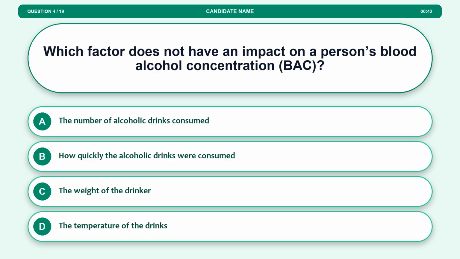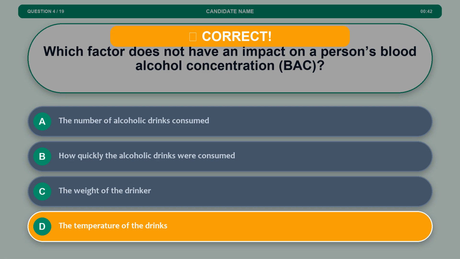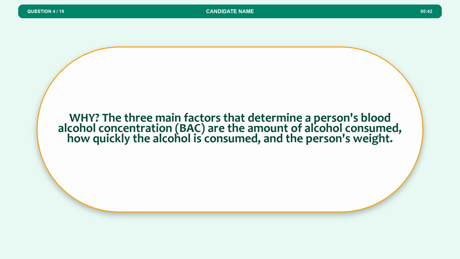Question 4. Which factor does not have an impact on a person's blood alcohol concentration, BAC? Option A, the number of alcoholic drinks consumed. Option B, how quickly the alcoholic drinks were consumed. Option C, the weight of the drinker. Option D, the temperature of the drinks. The correct answer is option D, the temperature of the drinks. Explanation. The three main factors that determine a person's blood alcohol concentration, BAC, are the amount of alcohol consumed, how quickly the alcohol is consumed, and the person's weight.